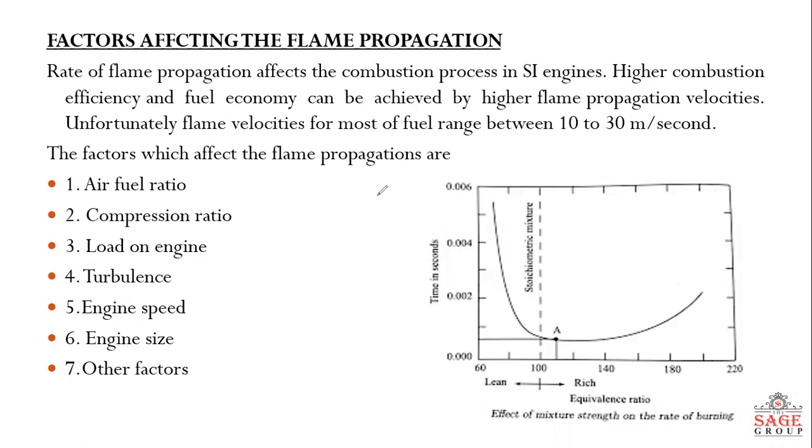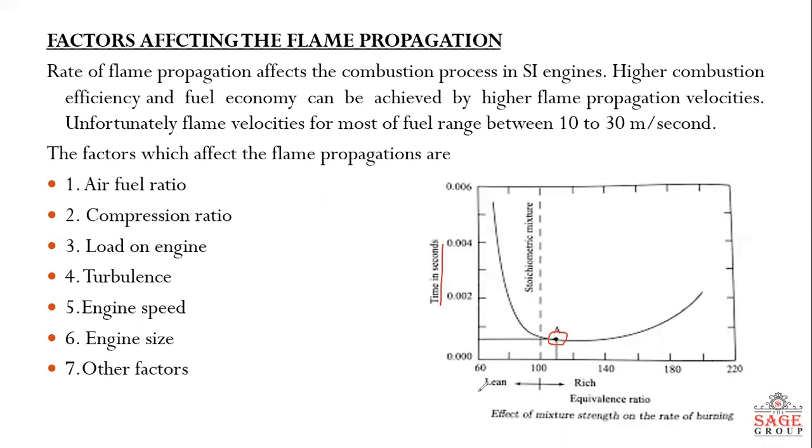If we look at air-fuel ratio, the fuel-air ratio or air-fuel ratio has a very significant influence on the flame speed. The highest flame velocities, or we can say the minimum time for the combustion, are obtained at a somewhat rich mixture, that is point A. As shown, this figure is showing the effect of mixture strength on the rate of burning, as indicated by the time taken for complete burning in a given engine.